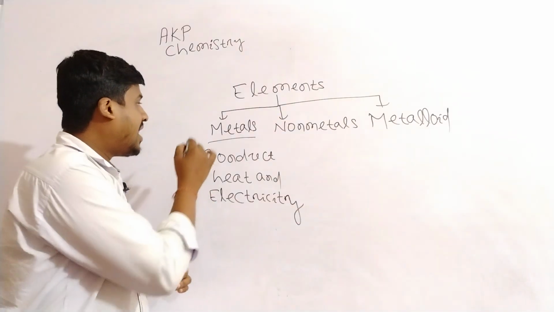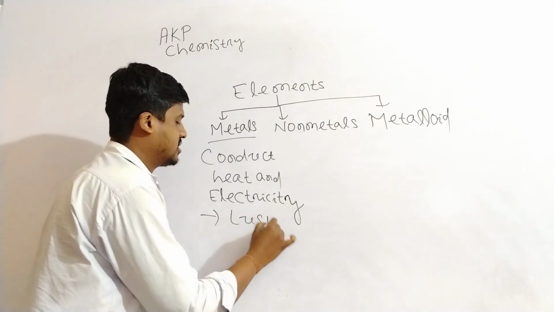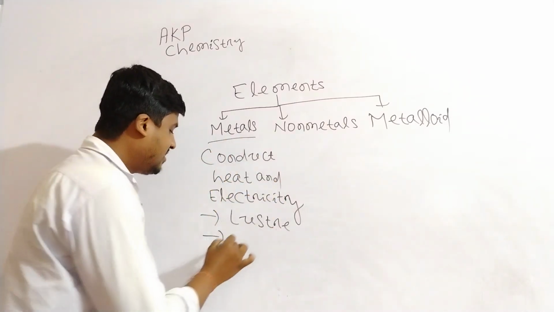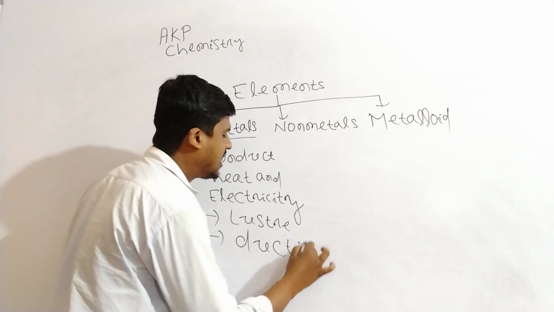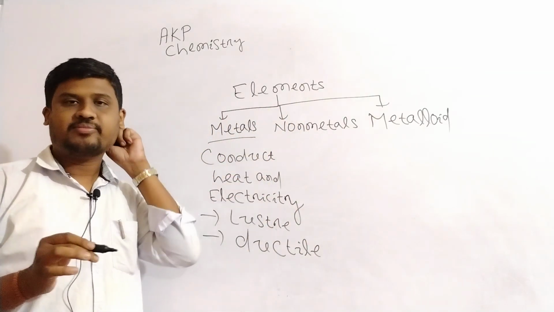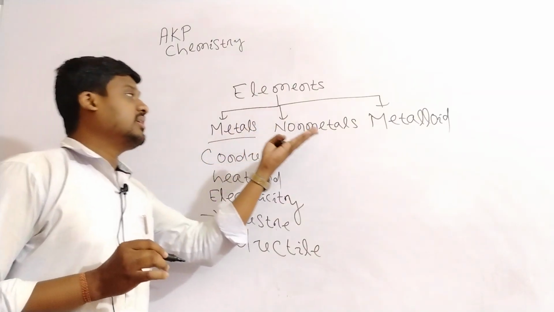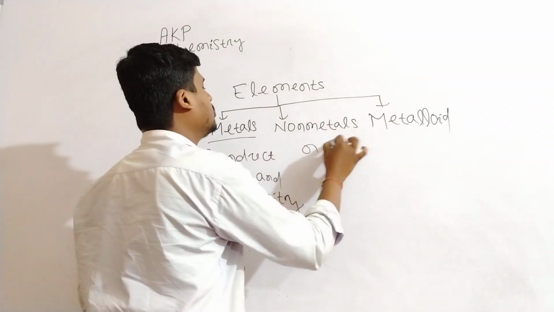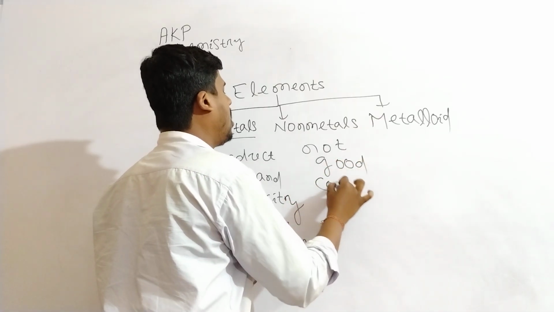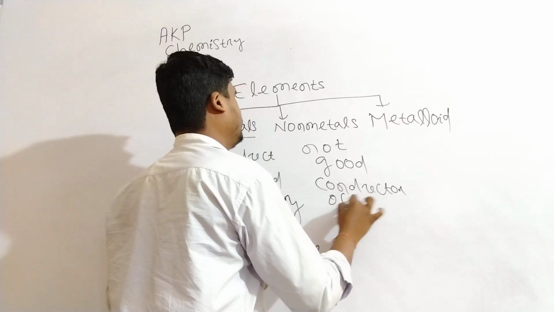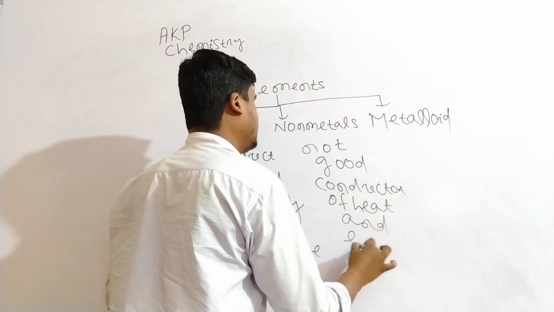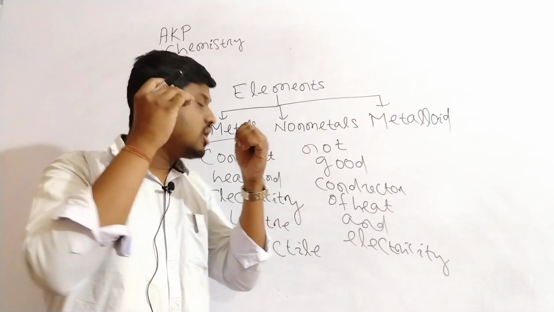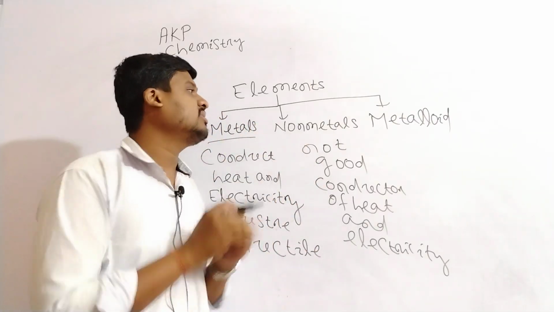Another feature: metals also have luster. They are ductile. But non-metals are not good conductors of heat and electricity. They have no luster, and they have no ductility.